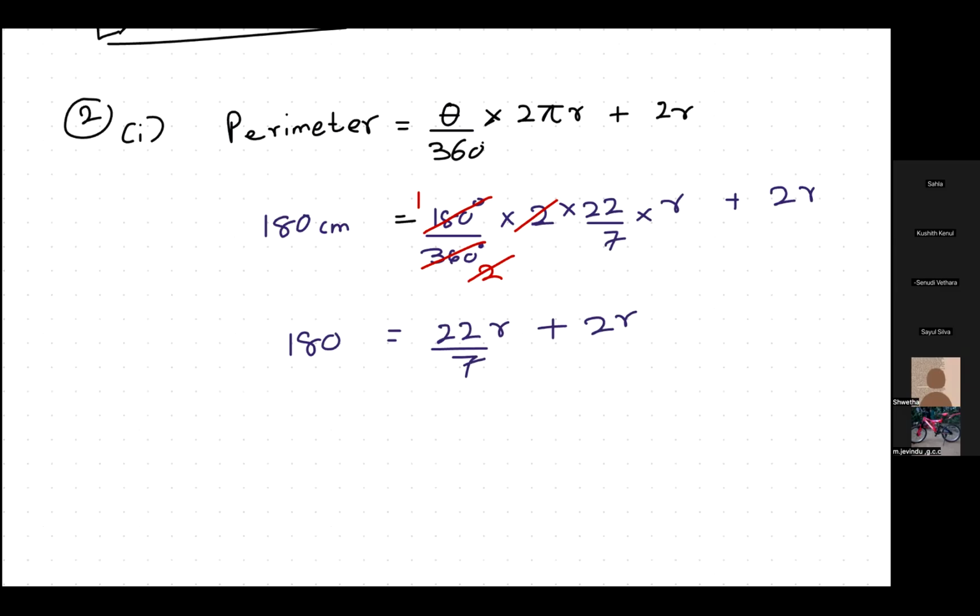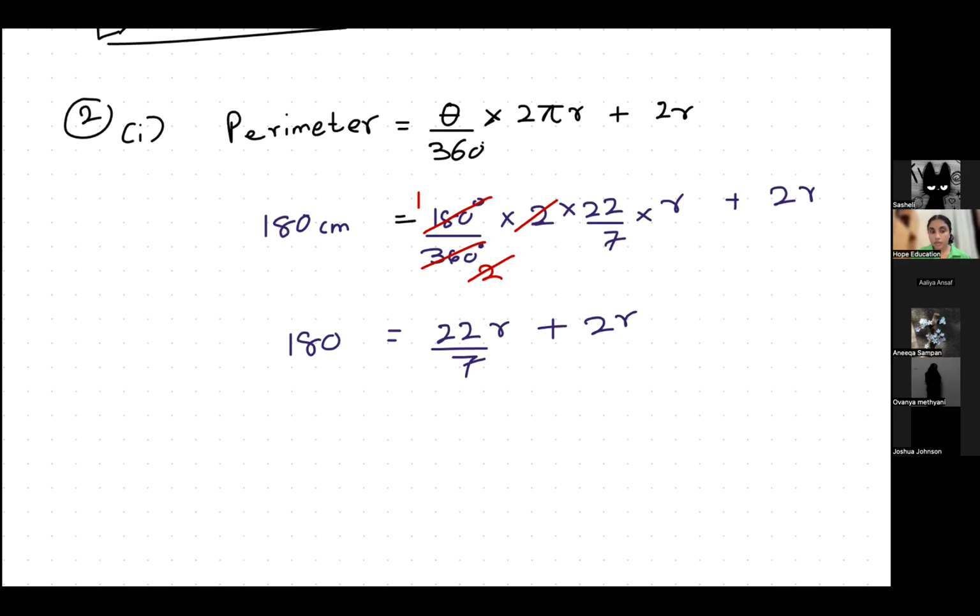Children, we have to find r. Now r is at 2 different places. So what do we do here? Make r the subject. Yeah, how do I make r the subject? Now r is at 2 different places. How do I make r the subject? First multiply 7 from one side and another 7 from 180. Multiply one side by 7 and the other side by 180.